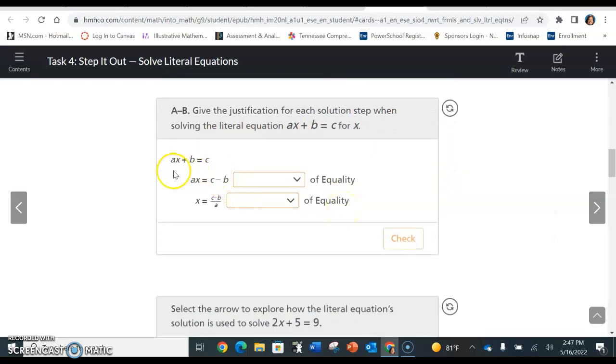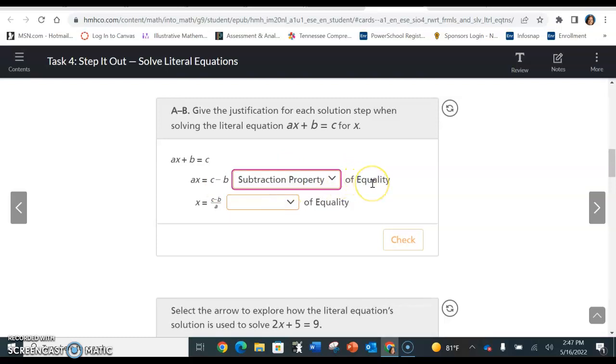All right, so we have ax plus b equals c, and the first thing you want to do to solve for x is get rid of the b. So since I have plus b, the opposite of that is minus b, so I have to do the inverse. So I'm going to subtract b from both sides. You can see they did that here. Subtract b from both sides. That would be subtraction property of equality. And the reason, again, is because it's equality, because with an equal sign, as long as you do the same thing to both sides of the equation, it's still equal.